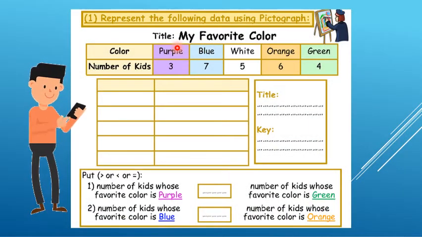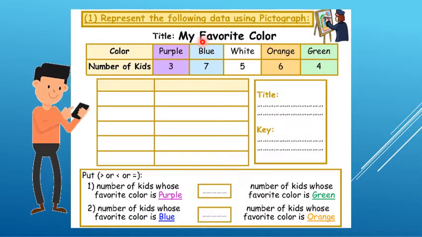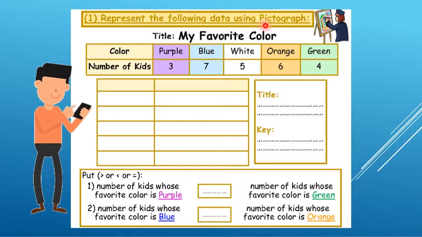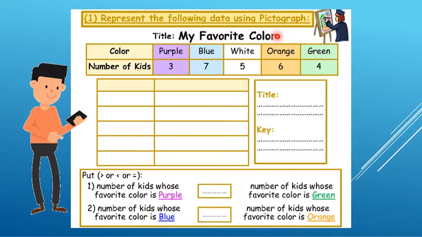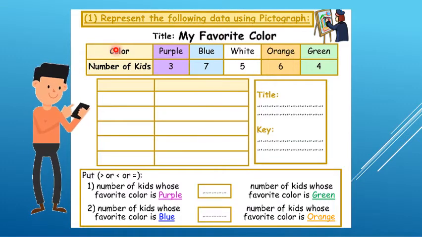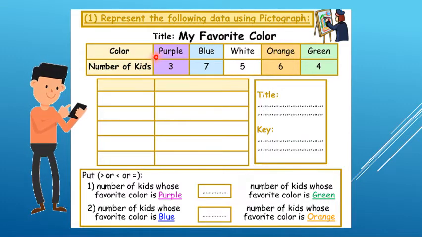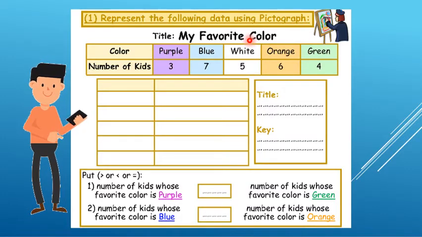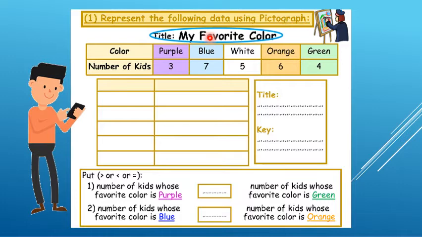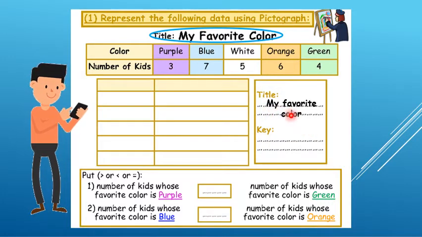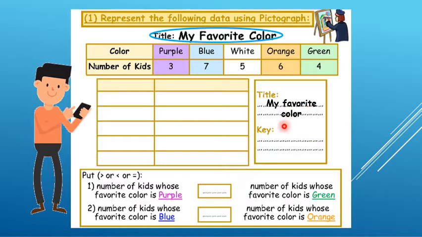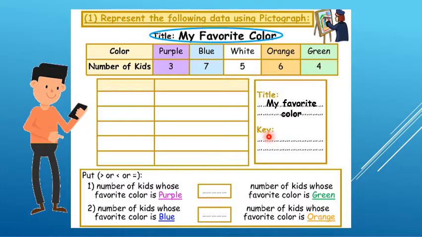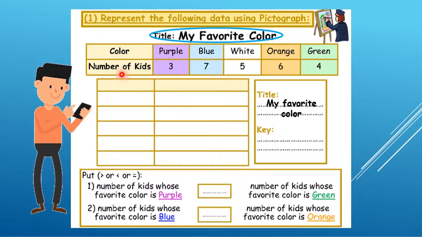Now let's go to solve some exercises on tally pictograph. We present the following data using pictograph. Our title here is My Favorite Color, and we have this table about color and the number of kids who love these colors. First of all, we will write down our title, My Favorite Color, on the right of this table.